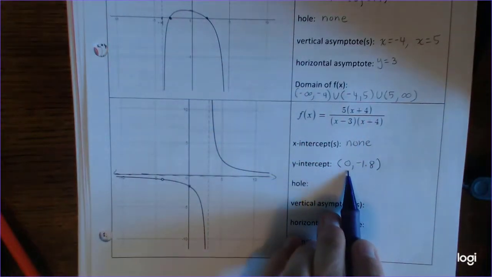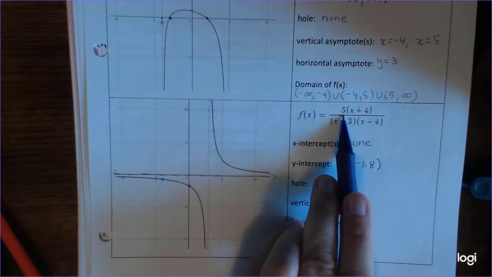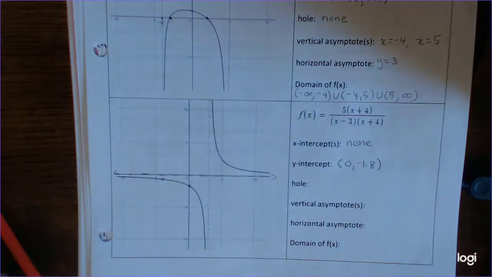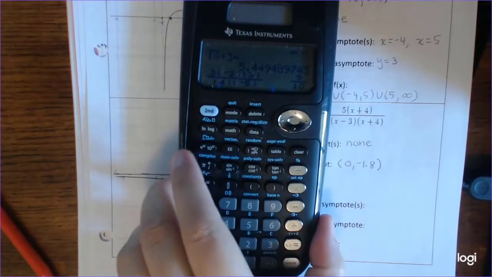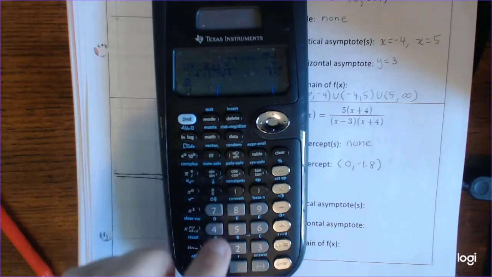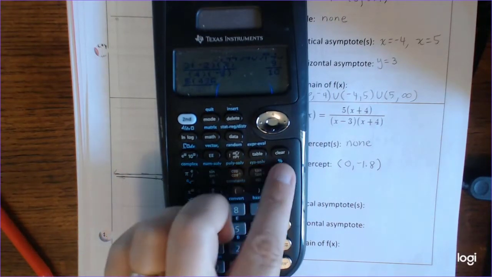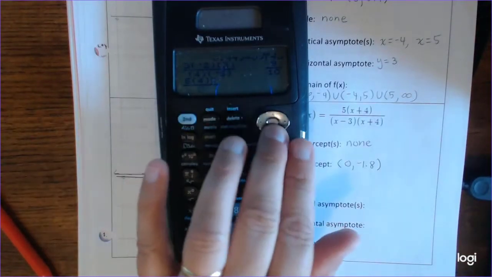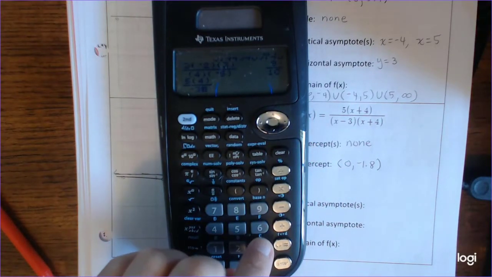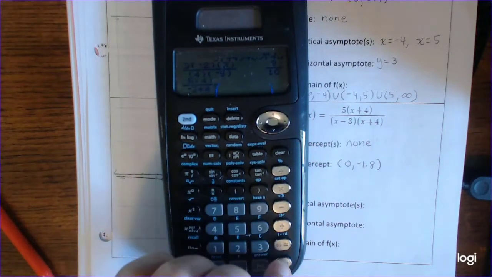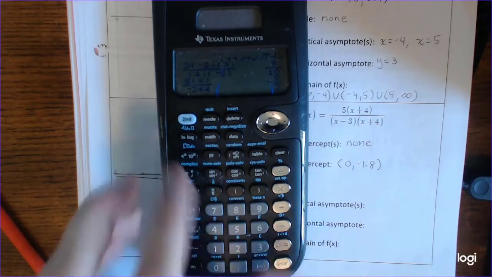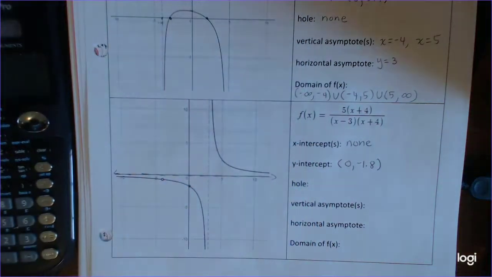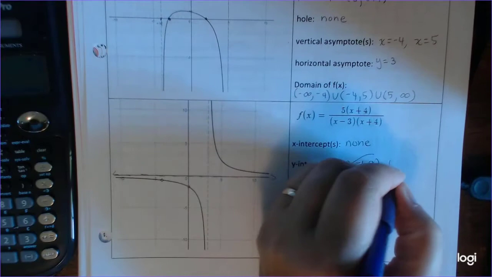But we find it by putting 0 in for x. So let's see if we can figure out what that is. So if we have 5 times (0 minus 4) divided by negative 3 times 4, putting 0 in and doing some mental work here, I get 5/3, and that is negative 1.67, or negative 1 2/3. So it wasn't quite right there.